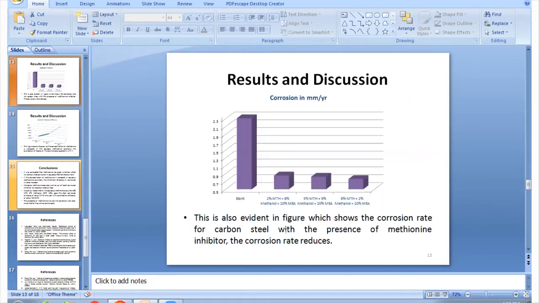In the results, I have added another graph which shows that without the solution, in the blank solution, the corrosion was quite high. But later on, when the aqueous methionine solution was used, and as the concentration of methionine was increased, it was shown that for carbon steel in the presence of methionine inhibitor, the corrosion rate reduces dramatically.